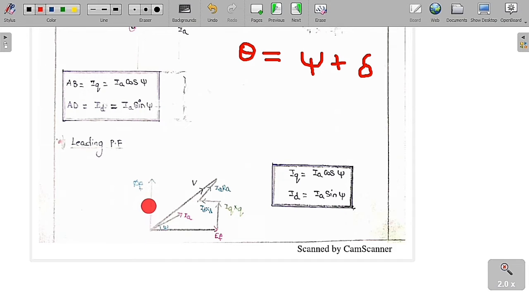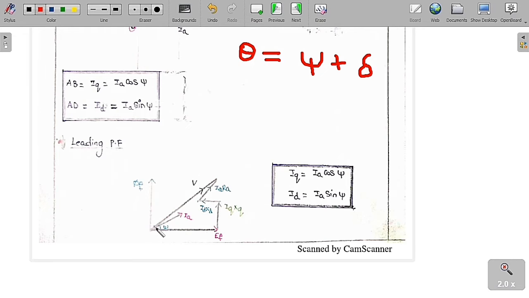The field flux is always going to lead the EMF induced per phase voltage by 90 degrees. This concept I have already told you in the synchronous machine itself. If you take the component of IA in this direction, it is called the quadrature axis, which is IQ equal to IA into cos phi. So this component is called the IQ, which is equal to IA into cos phi.